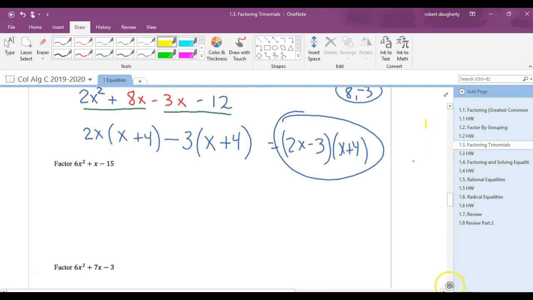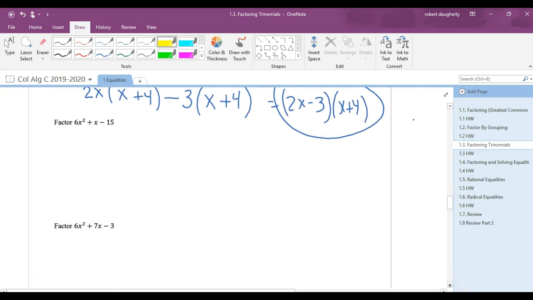So let's look at another example. This one gets a little bit harder. I need to find two numbers that multiply to give me what? 6 times negative 15. What is 6 times negative 15? Negative 90, okay? So two numbers that multiply to negative 90, and they add to give me what? Positive 1.